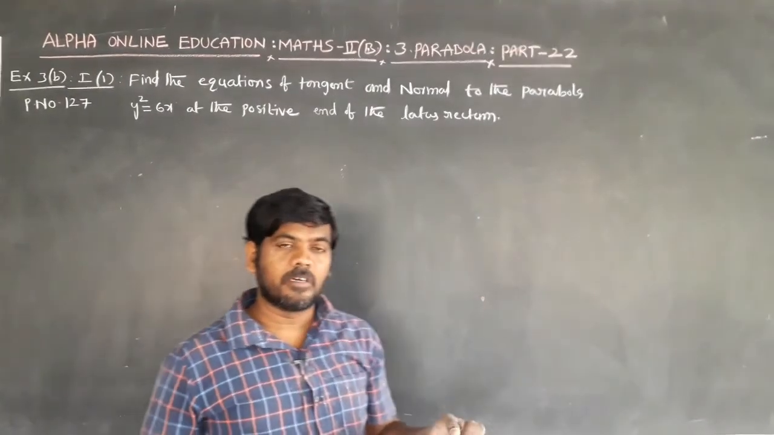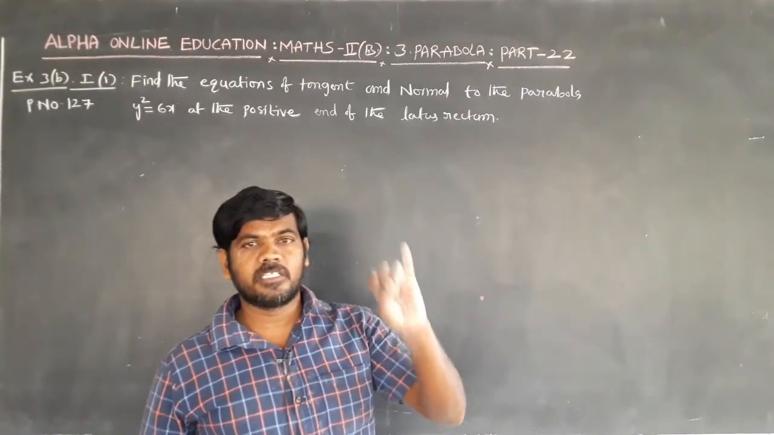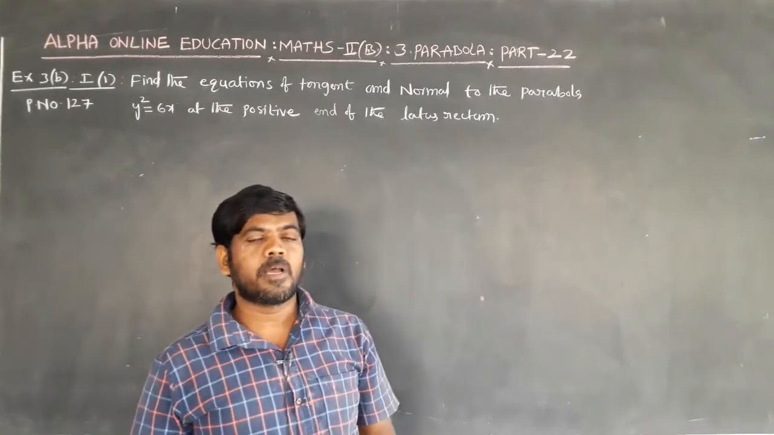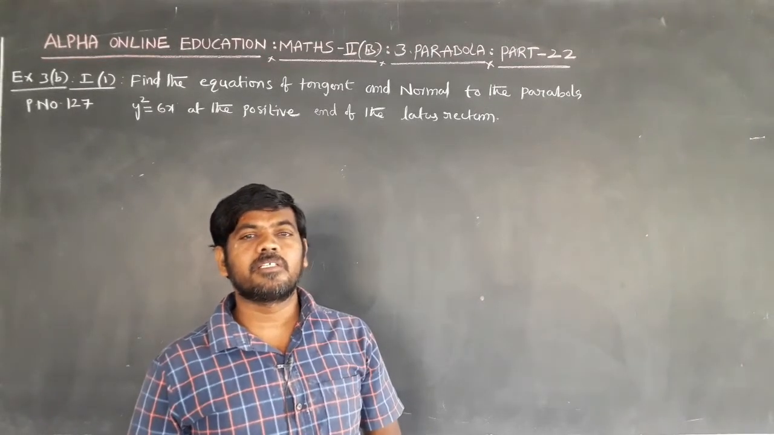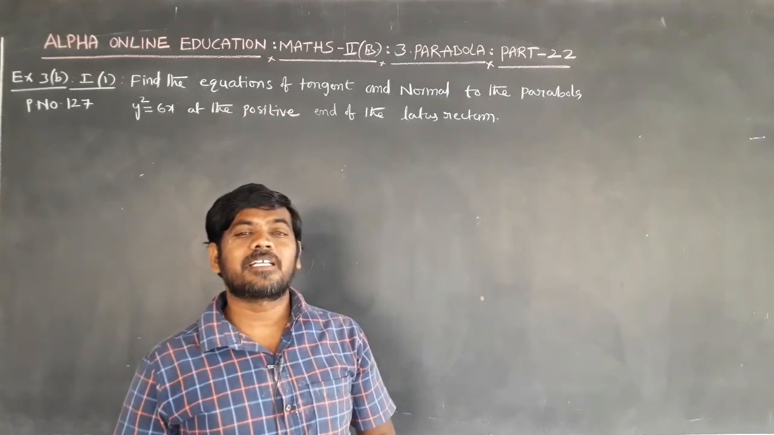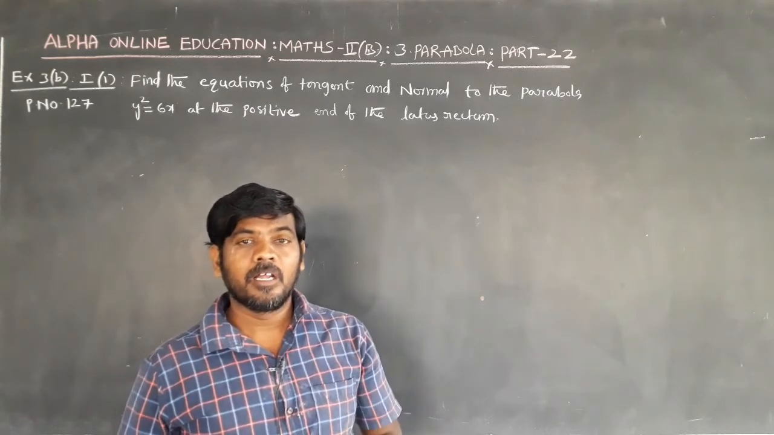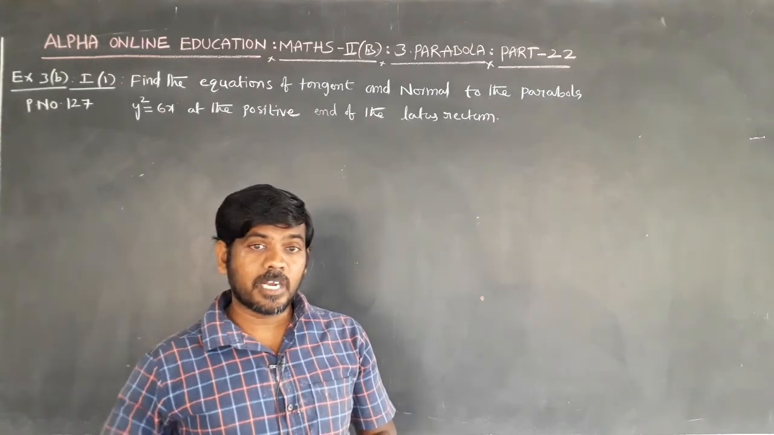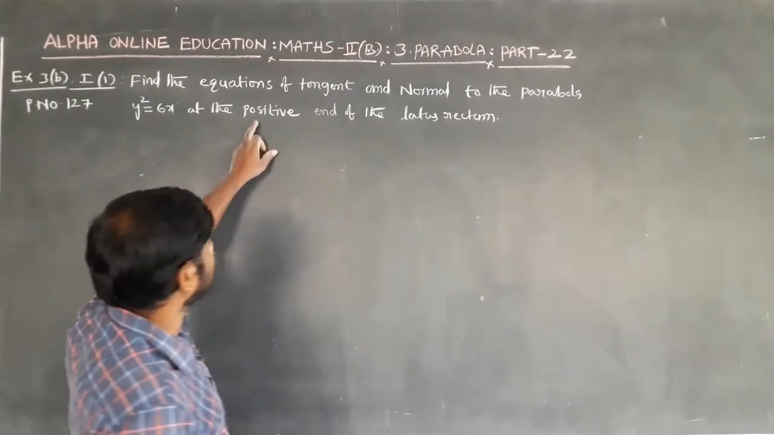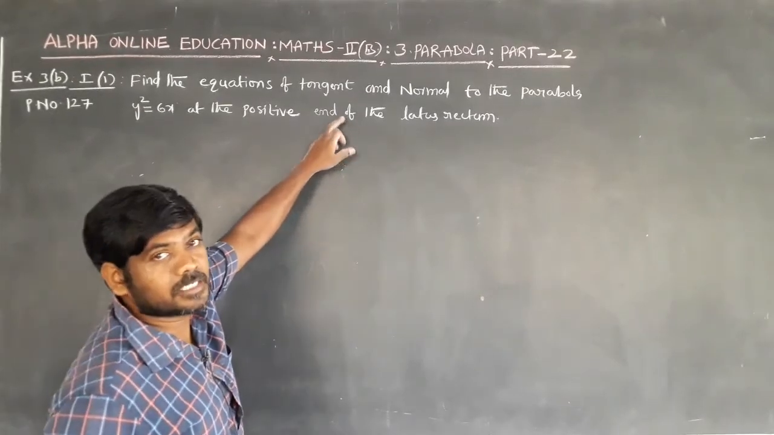Here, find the equation of the tangent and the equation of the normal to the parabola y square is equal to 6x at the end of the latus rectum. Which latus rectum? Positive end of the latus rectum.